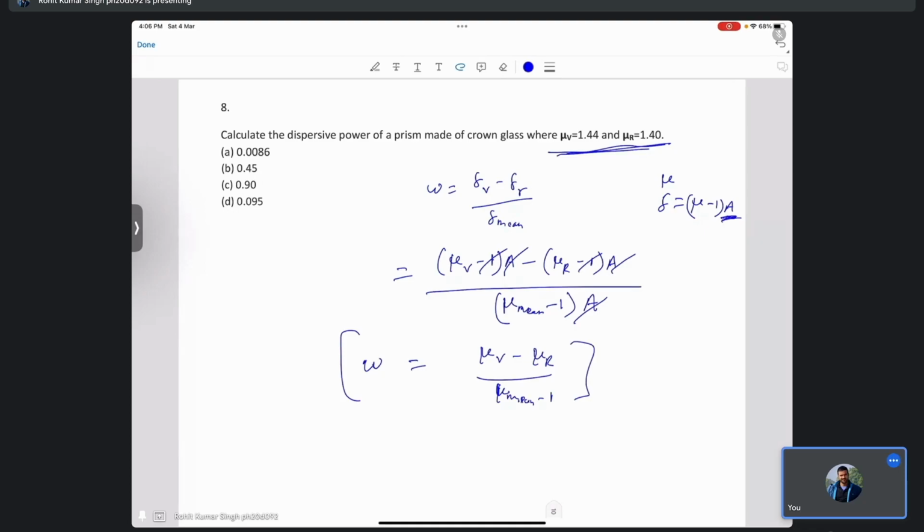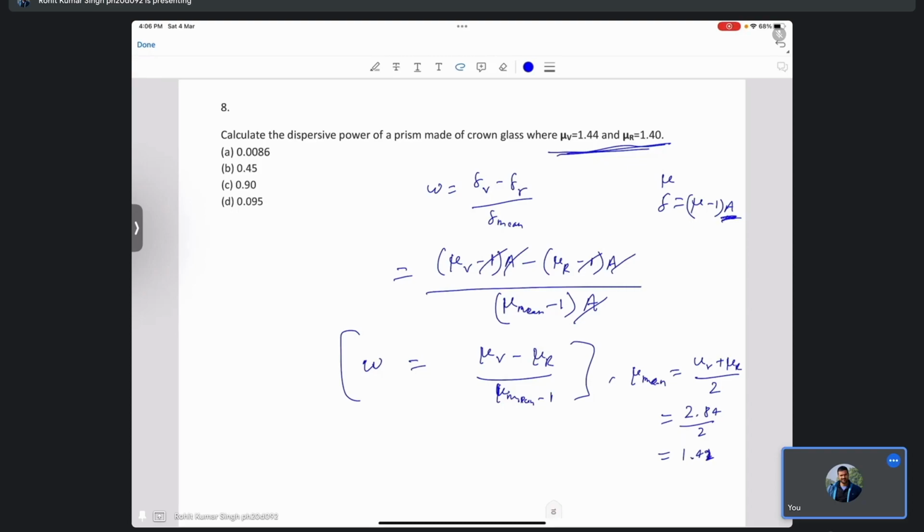So this is also a formula for dispersive power in terms of refractive index. Okay, and you can calculate the mean refractive index by simply adding and taking the average of the refractive index for red and violet light, which will be 2.84 divided by 2, 1.42.